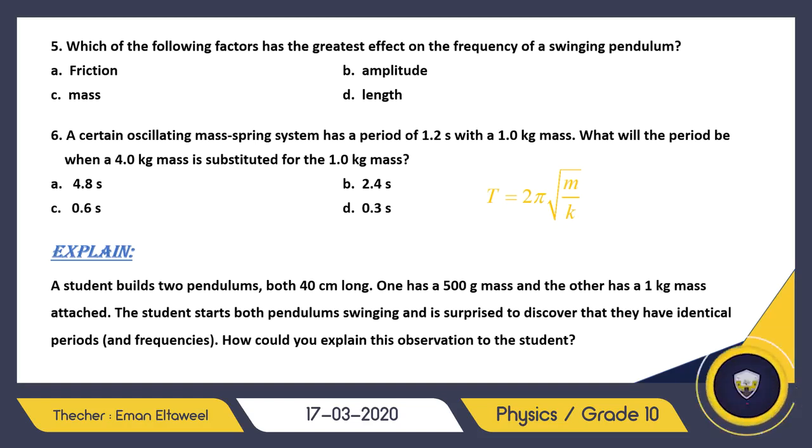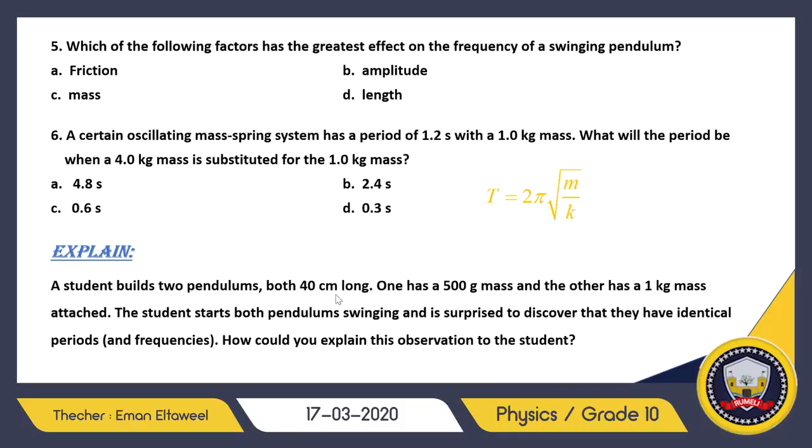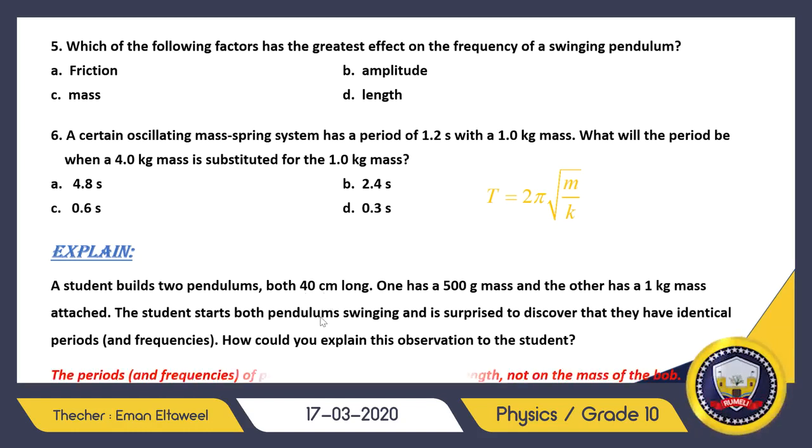Simply, as we have studied in the previous session, the period T doesn't depend on the mass of the bob of the pendulum. It only depends on the length, since T equals 2 pi square root of L over g. We didn't use mass in the formula. So since the length is the same, they have the same period, right?